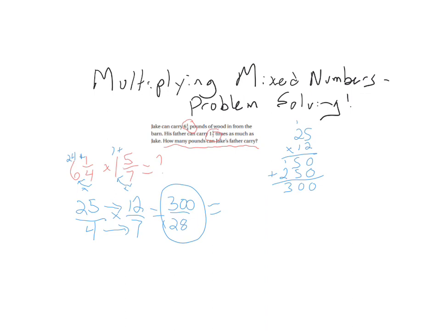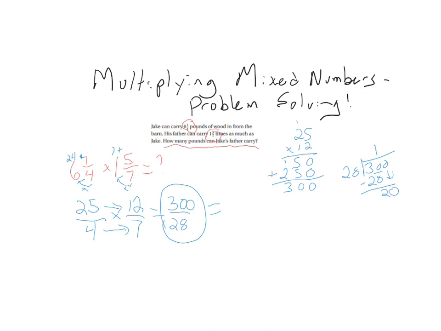To do that, I need to do a division problem. So I'm going to do 300 divided by 28. Well, 28 goes into 30 one time. 1 times 28 is 28. I can do my subtraction. 30 minus 28, I have 2 left over. I drop my 0 and I have 20.